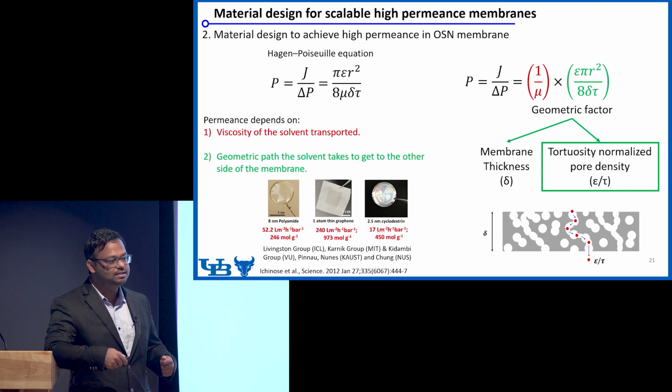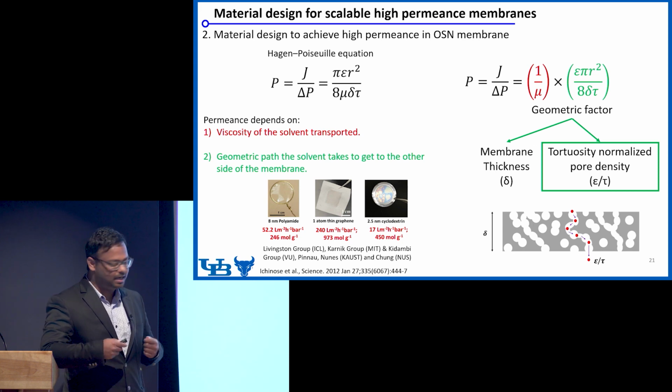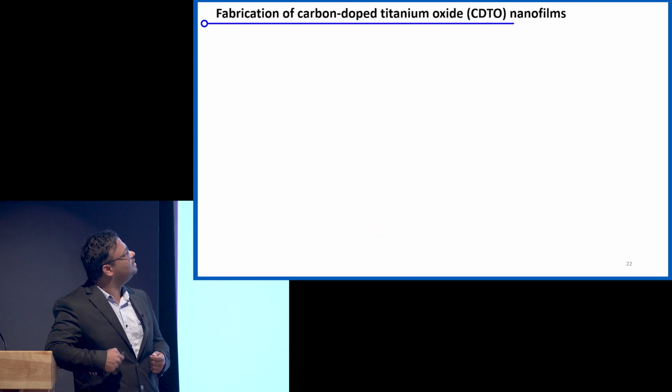So we want to increase the pore density of our material to push it to a limit where we can actually have higher permeance without making membranes very thin. So with that goal, we set out to fabricate our membrane. We call this carbon-doped titanium oxide. Titanium is one of the metals, so we call it a CDTO nanofilm.